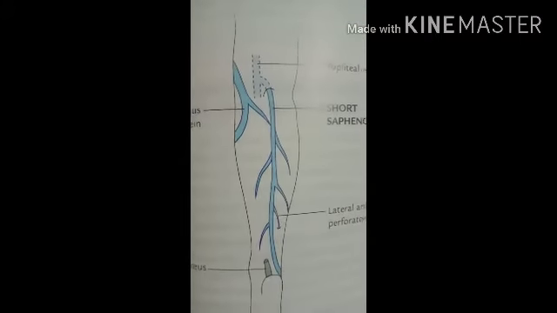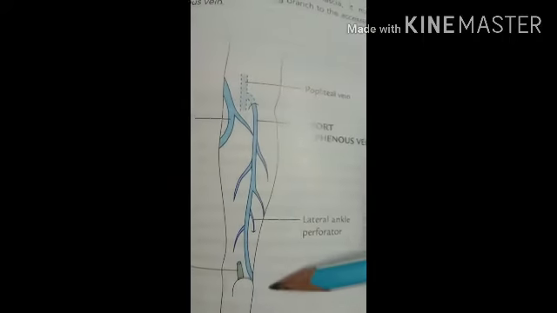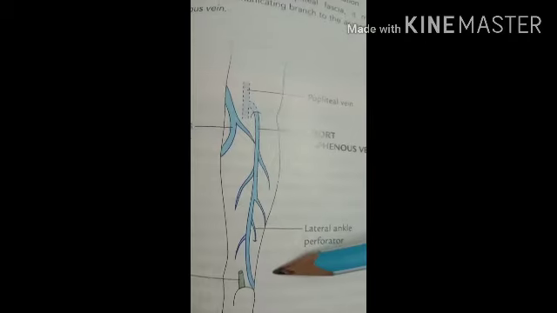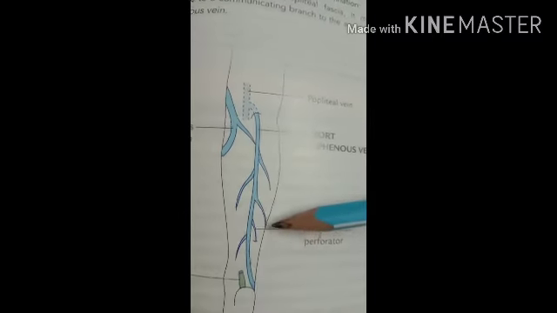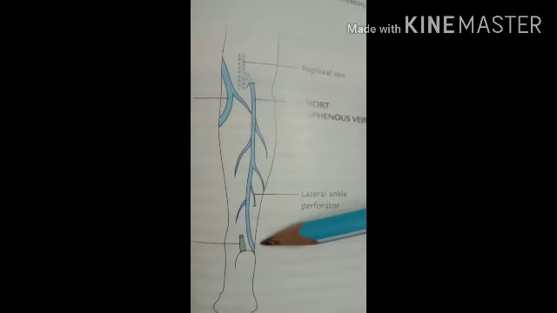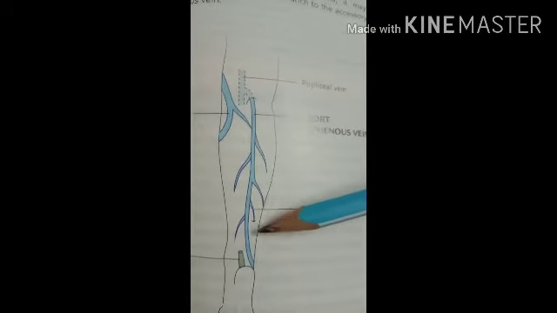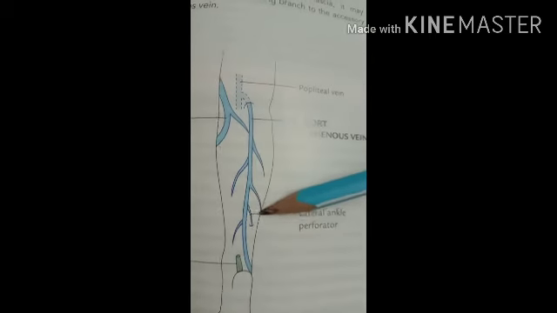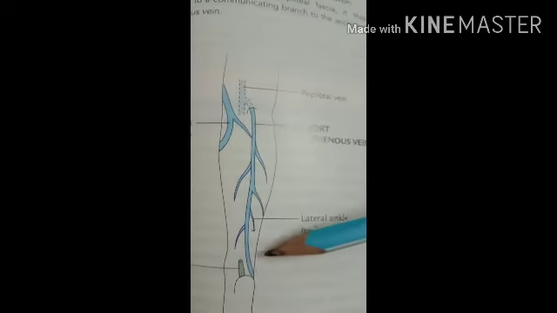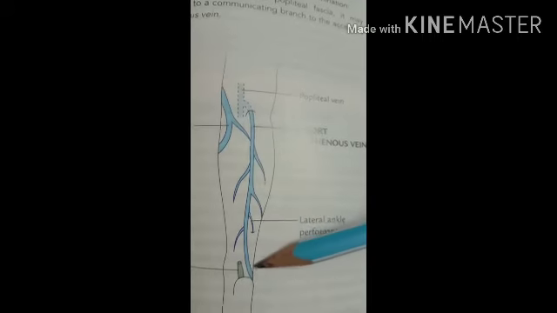Now the small saphenous vein. Here in this diagram you can see the small saphenous vein, this one. It is formed below and behind the lateral malleolus. Here in this diagram you can see, below the lateral malleolus, by the union of the lateral end of the dorsal venous arch and the dorsal digital veins of the little toe. Okay, then it goes upwards behind the lateral malleolus.